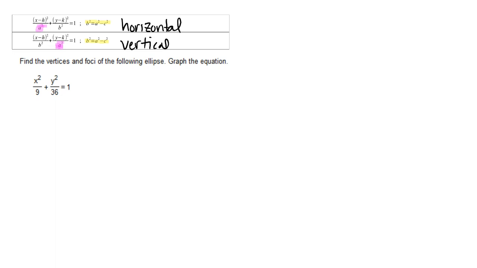Now getting back to our question, we want to find the vertices and foci of this ellipse. And with this equation, I can see that the larger number is under y, meaning that I'm going to have a vertical orientation. So the 36 will match with a squared, and so that means that a is 6. Then 9 will match with b squared, so that means that b equals 3. And I can also see that there are no numbers added or subtracted here, so this ellipse has a center at 0, 0.